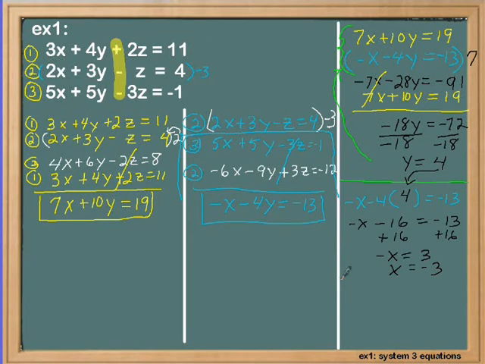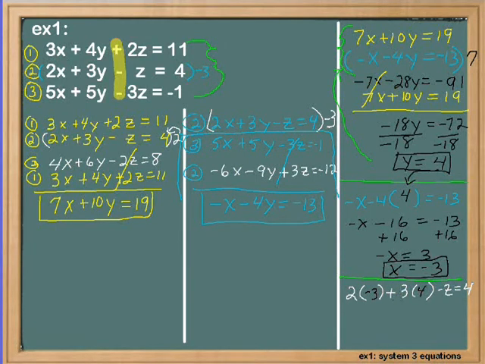Now all I have to do is go back to one of the 3 original equations. I'm talking about one of these 3 up here. I'm going to go with the second one, and so I'm going to write 2 parentheses plus 3 parentheses minus z equals 4. I'm going to fill in those parentheses with the values I know. The x is negative 3. The y is 4. I found those when I solved my system of 2 equations.